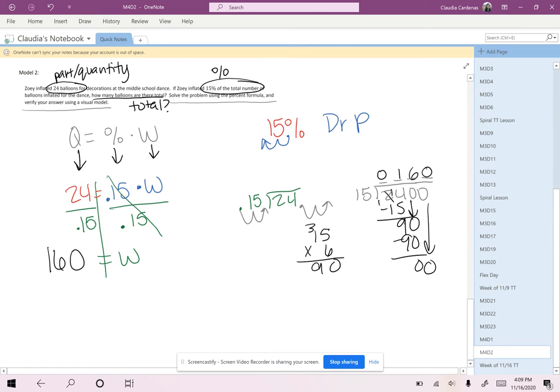What does W mean again? Well, that's how many balloons there are total. So in our sentence, we can say there are 160 balloons total.